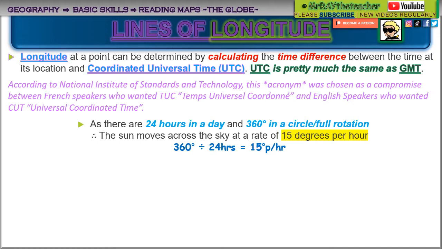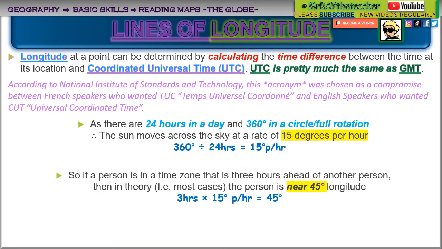As there are 24 hours in a day, 360 degrees in a full circle rotation, therefore the sun moves across the sky at a rate of 15 degrees per hour. There's the math to back it up. 360 degrees divided by 24 hours equals 15 degrees per hour. So if a person is in a time zone that is 3 hours ahead of another person, then in theory, that is in most cases, that person is near 45 degrees longitude. So there's the math there, backing it up.